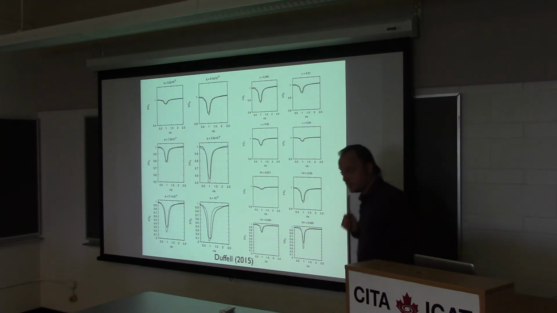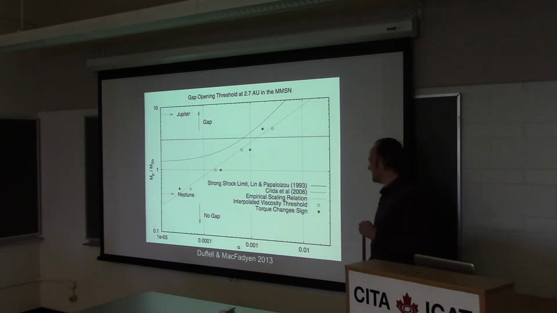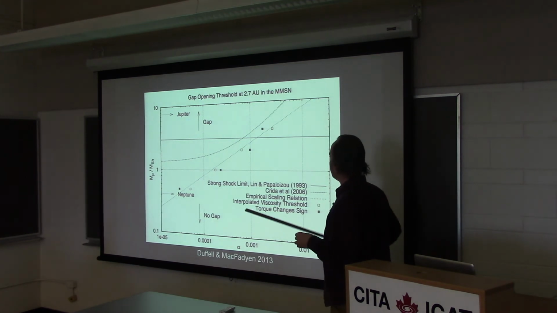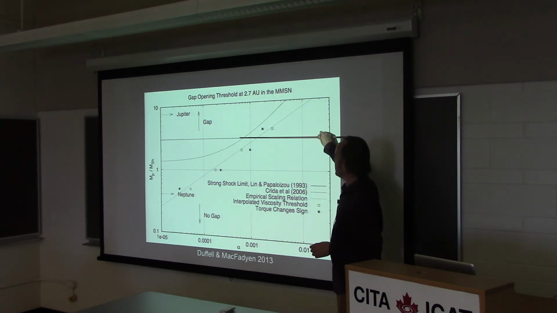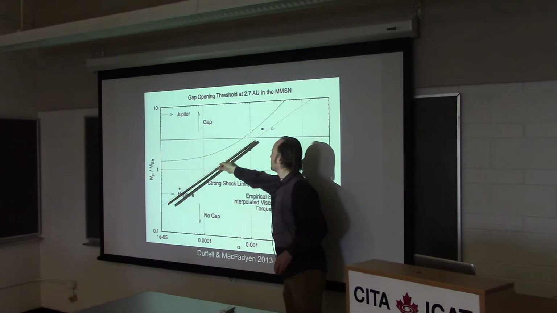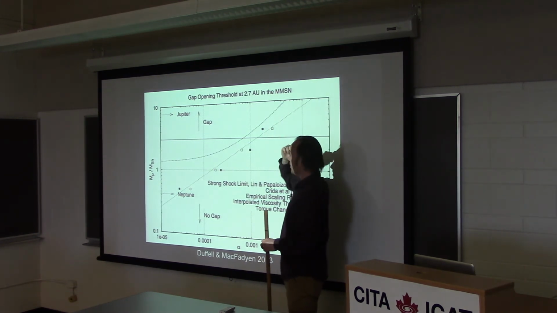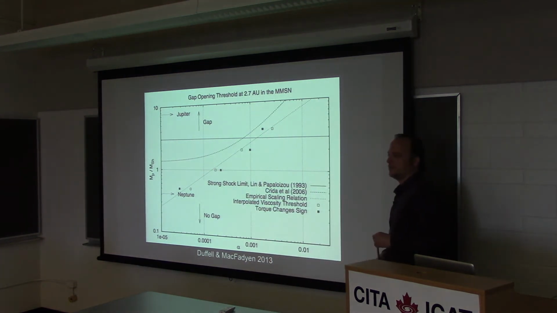What was that? Can you go back one more? If you go above the thermal mass, can you always open a gap independently? No, you can't. Viscosity still limits you even if you're above the thermal mass. So this works here, and it works here. We didn't demonstrate in this paper that it works if you go up higher, but it's been shown that that's true.